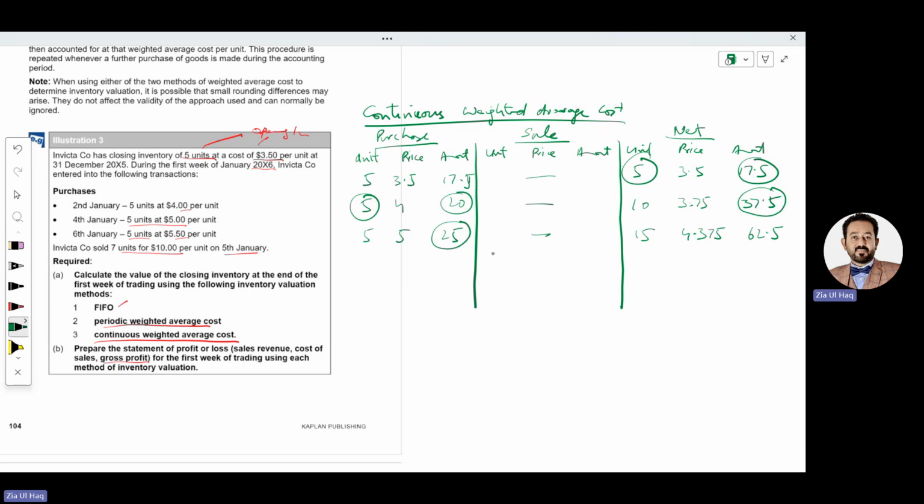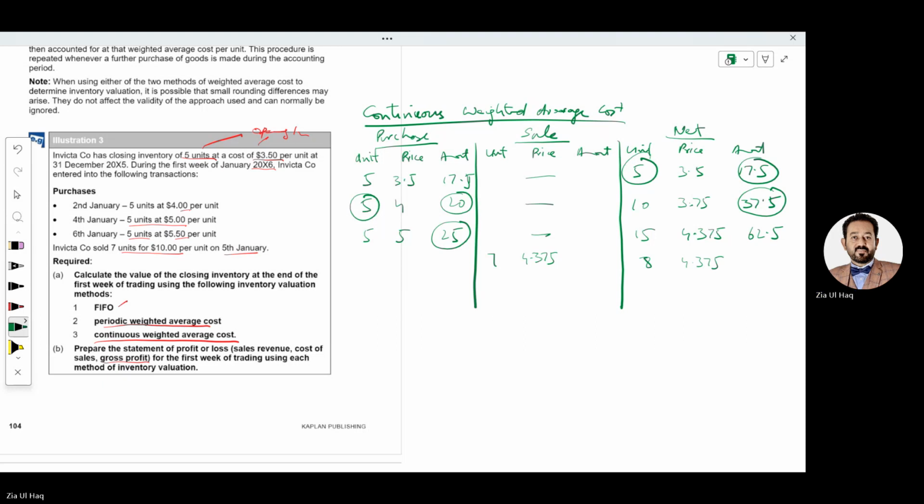How many units have you sold? 7. At what price have you sold? Okay, 10 per unit. But that is a selling price. So you have sold at 4.375, the average value. Out of this, 7 is going. So how much is left? 8 left at the rate of 4.375.